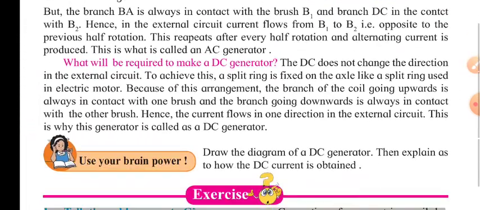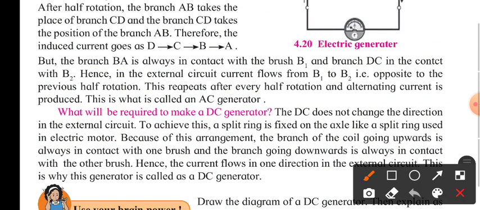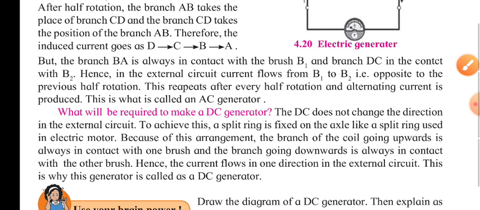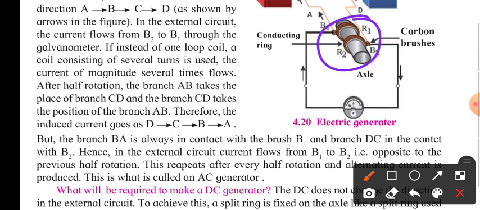an alternating current generator. In the DC generator, I'm just giving you a hint, the only difference is this portion. Here, instead of slip rings, we are using split rings, and due to that, it breaks continuously, and the same direction we are getting in the DC generator.